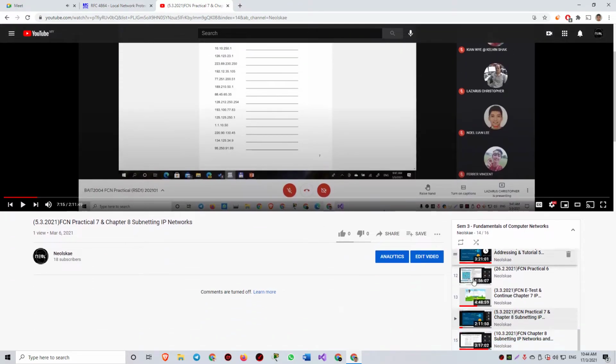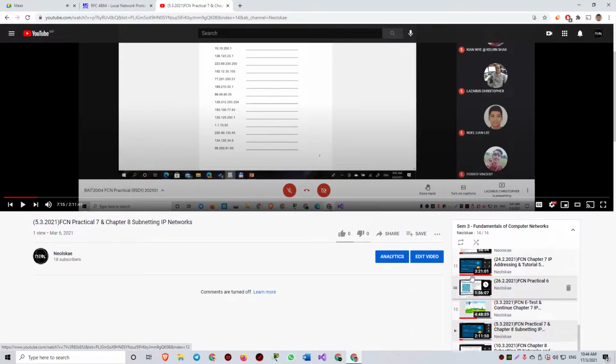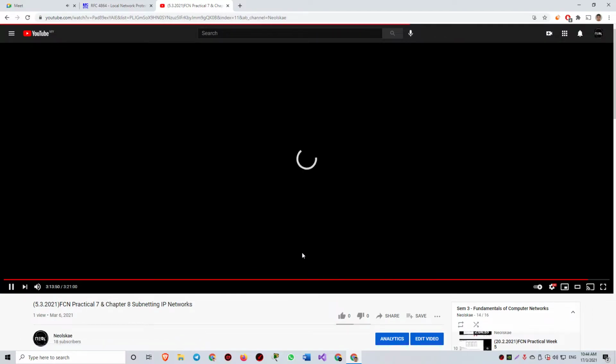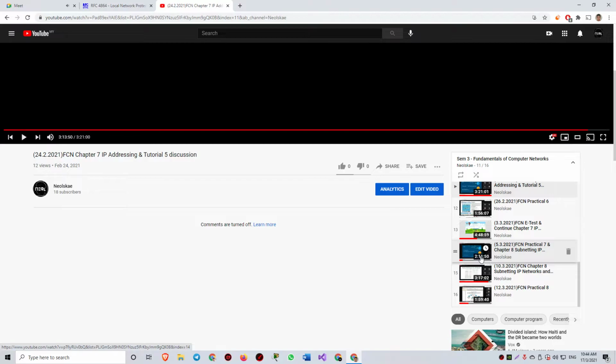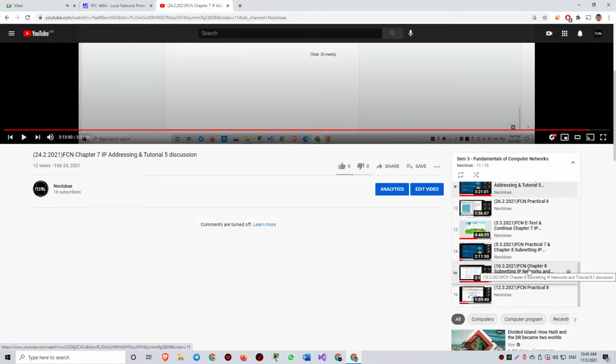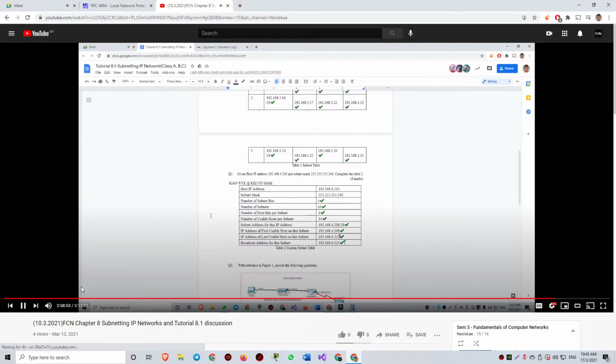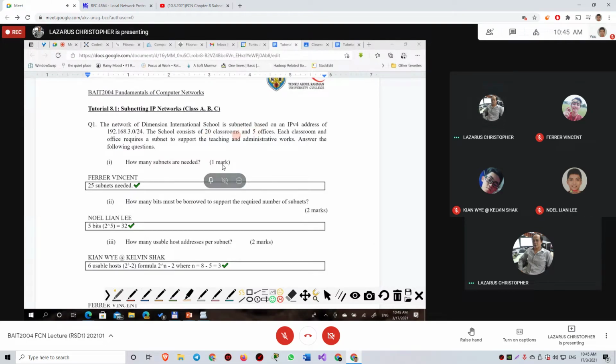The school consists of 20 classrooms and 5 offices. Each classroom and office requires a subnet. That simply means one each for the classrooms and one each for the offices. So 20 plus 5, you need 25 subnets. So to answer how many subnets are needed: 20 plus 5, 25.